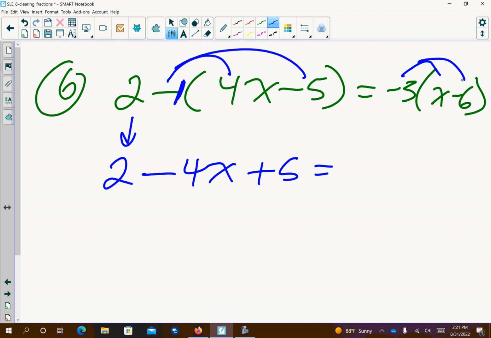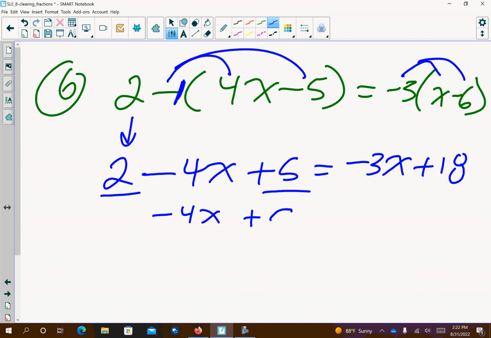Distribute the negative 3 over the parentheses over here, so I get negative 3 times x is negative 3x. Negative 3 times negative 6 is positive 18. These are like terms, so I can go ahead and start combining those together. I'm going to do that before I move things back and forth over the equal sign. Now we have to choose. Do I want to add 4x? Do I want to subtract 5? Do I want to add 3x? Or do I want to subtract 18? It doesn't matter what you choose.